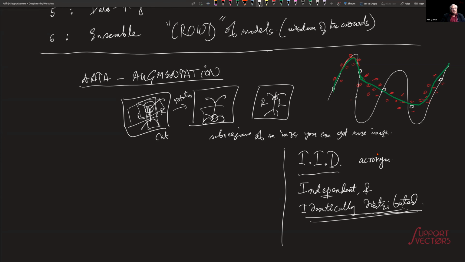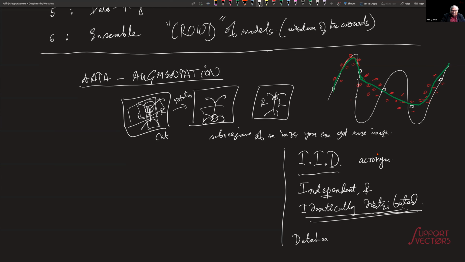Independent means this sample of data does not depend on the other sample of data that you picked. In other words, don't pick it in a sequence. Don't just go here, here, here, one by one, and start picking the data. Quite often, so long as you're careful, and all you do is shuffle the data before training, you should be fine.